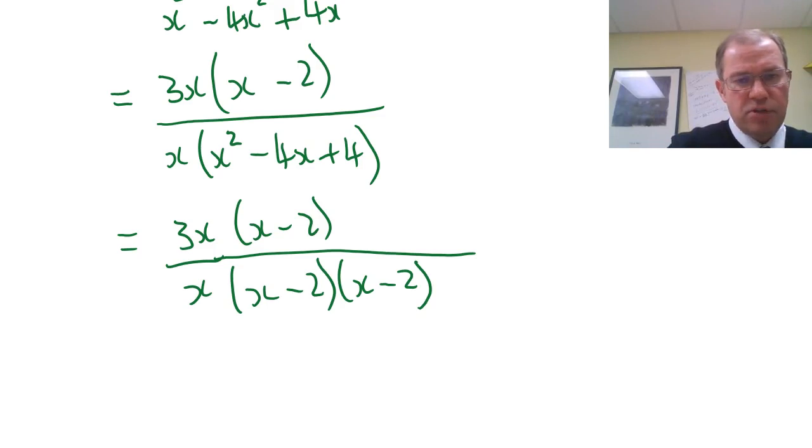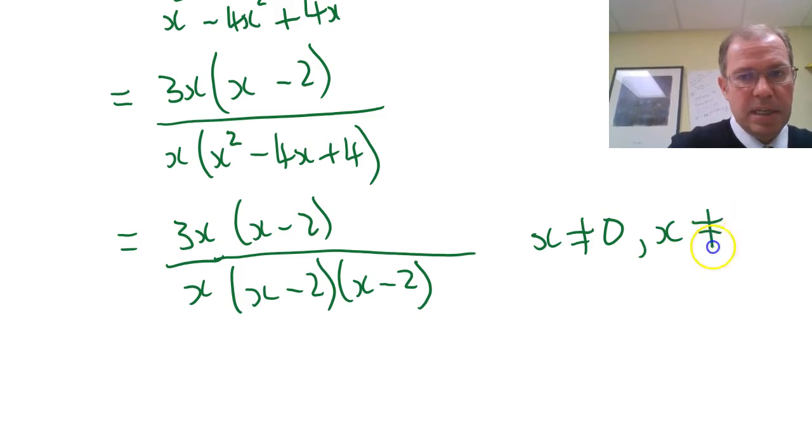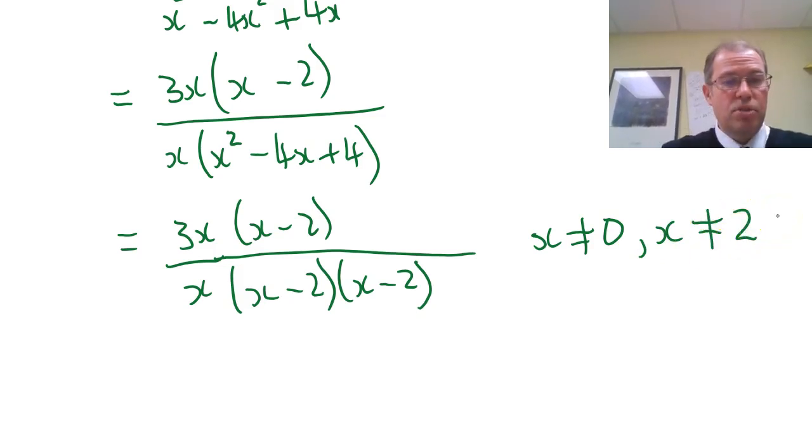Okay, so we've got some restrictions. Clearly x can't equal 0. When I put 0 into this function, I'm going to get 0 divided by 0, which is undefined. Clearly I also can't put 2 into this function. When I put 2 in, I also get 0 over 0, which is undefined. Now, the thing is, we can cancel the x's.